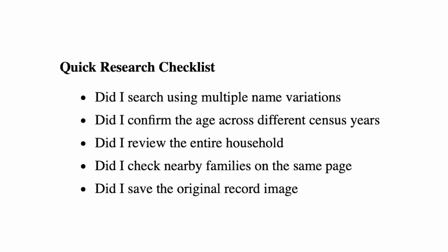Here's a quick research checklist. Did I search using multiple name variations? Did I confirm the age across different census years? Did I review the entire household? Did I check nearby families on the same page? Did I save the original record image?